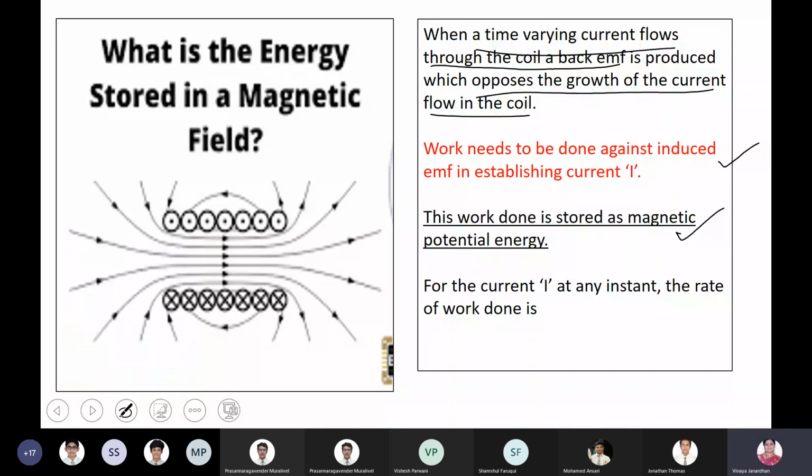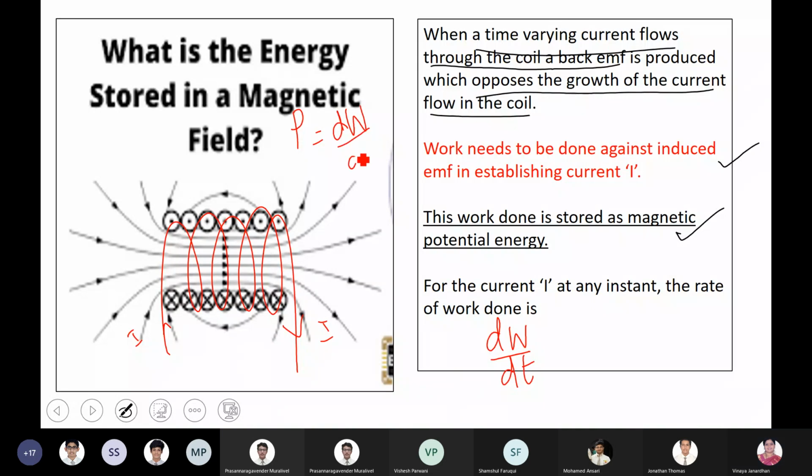Fine. Now I'll go for this. For the current I at any instant, the rate of work done. You have to do work against this induced EMF so that the current flowing through the coil increases. Only when the current changes is an EMF induced. So I can write dW by dt, the rate of doing work. You very well know the rate of doing work is the power. And power is V into I. So I can write this as E into I.